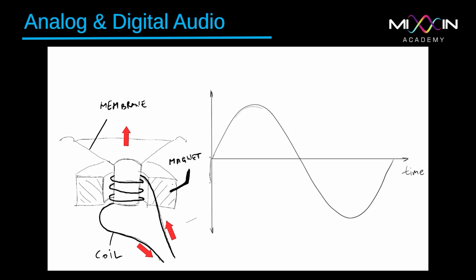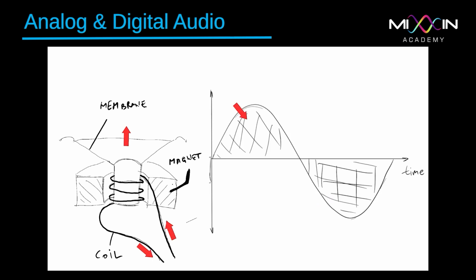And then when the electricity goes the other way around, through the wire and through the coil, it pulls the membrane inwards. You can see that on the graph right next to it: when it's in its positive phase, the membrane is being pushed out, and when it's in its negative phase, the membrane is being pulled in. Now, this pulling and pushing of the membrane actually creates air pressure. It moves the air, the air vibrates, and then we hear that vibration of air as sound with our ears. So it's as simple as that.